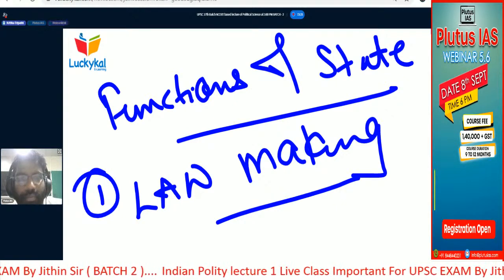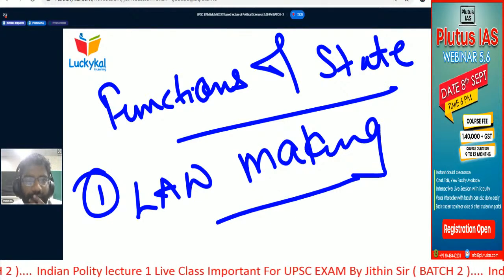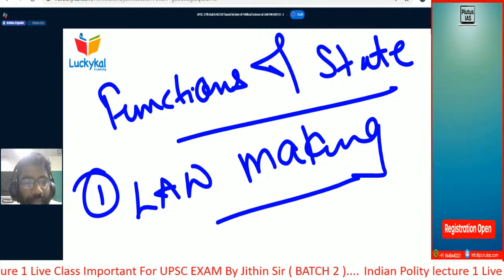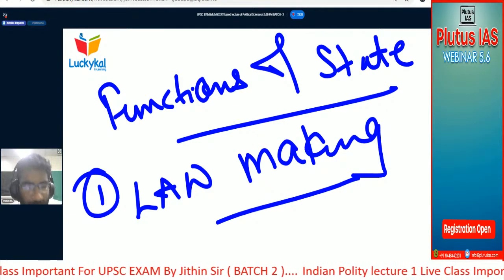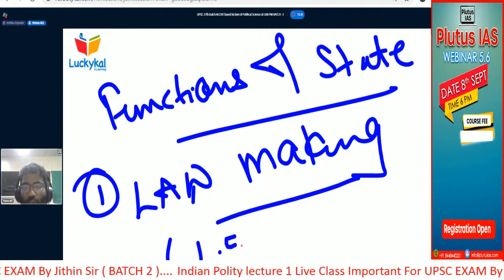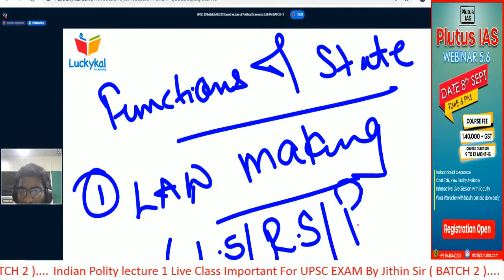Legislature. No, let Kritika answer. So parliament. Who are there in parliament? So Lok Sabha, Rajya Sabha, President. Yes, law making in our country is done by Lok Sabha, Rajya Sabha and President.